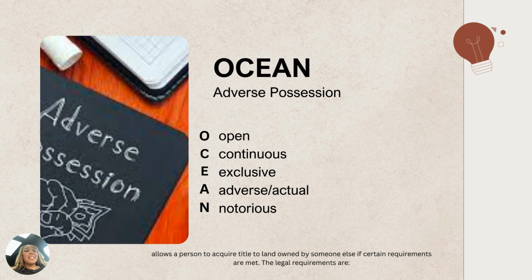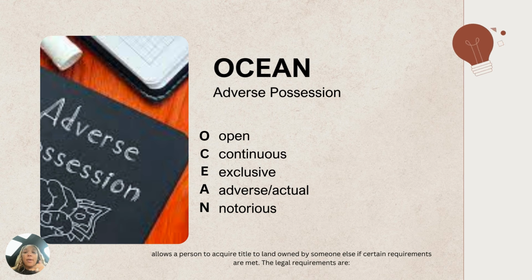So when you guys see OCEAN, or they're asking about adverse possession, or they ask, John has been cutting this grass, or John has been using this yard for over 8 years continuously, this is an example of what? OCEAN. So remember OCEAN: open, continuous, exclusive, adverse or actual. I always say adverse possession, but some people, when they see actual, get confused because they don't see adverse. So just say adverse, actual, and then notorious.